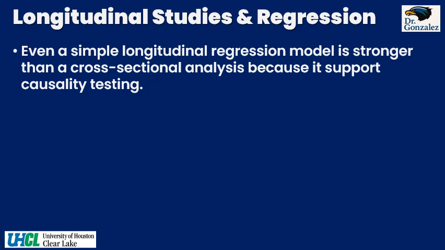So even a simple longitudinal regression model is stronger than a cross-sectional analysis because in part it helps support causality. Now, it doesn't support causality 100%, but it does provide another element there that helps us assure that there's a relationship that is happening there, and it is because one variable came before the other variable in terms of time.